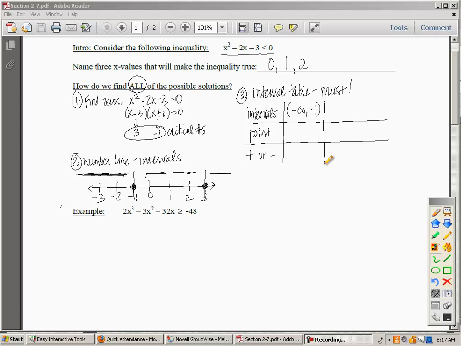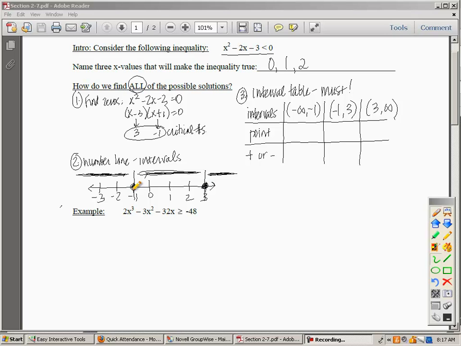My second interval happens from negative 1 until I get to 3. And right now I'm not concerned with brackets or parentheses. I just want to test between those points. And the third one is from 3 and above, so from 3 to infinity. And when you do your intervals, I don't want to include the endpoints because the endpoints will give me 0, and that was the whole point of factoring.